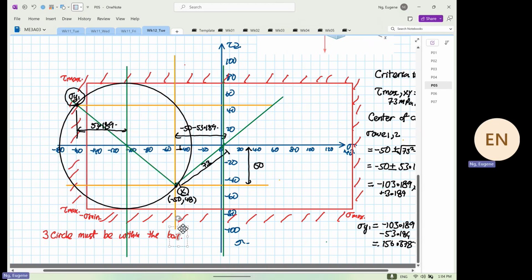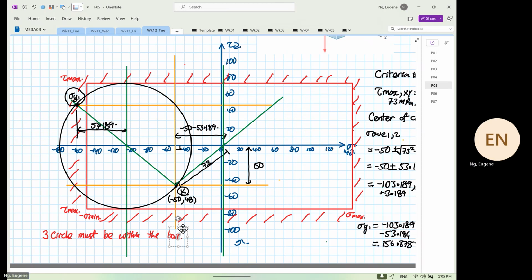So what do you realize about this circle? It is outside the what? Red box. Agree or disagree? It is outside the red box. But that is not the biggest problem.